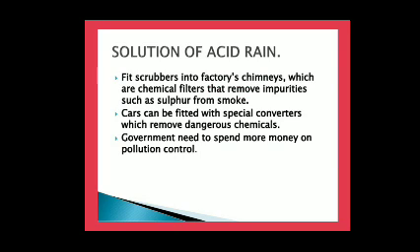In factories, we use scrubbers or catalytic converters to remove sulfur and nitrogen oxides from industrial emissions. Cars can be fitted with specific converters which remove dangerous chemicals released into the environment. Finally, the government also needs to spend more money on pollution control. These are controlling methods of acid rain.